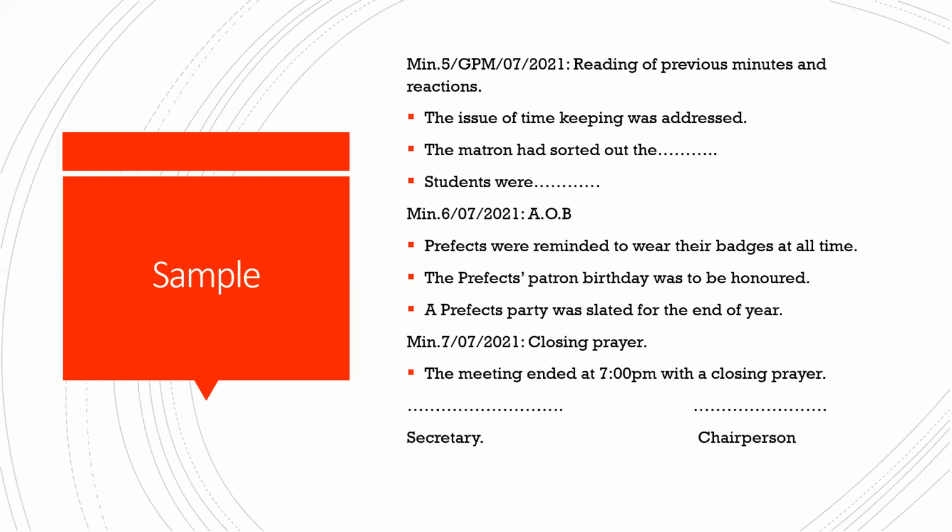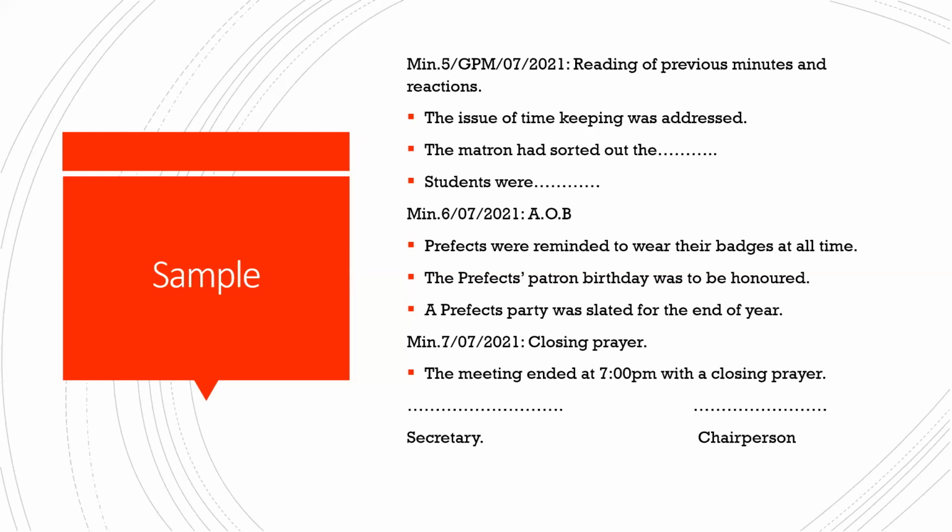Then you continue and make sure you deal with all the items in your agenda. So here, item number 5, which is min 5 here, is reading of previous minutes and reactions. So you can say something like, the secretary took members through the previous minutes and members agreed that they were a true record of what had transpired. Then the issue of timekeeping was addressed. The matron had sorted it out. So you look at what changes have happened since the previous minutes were taken.